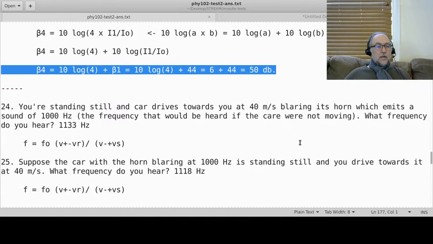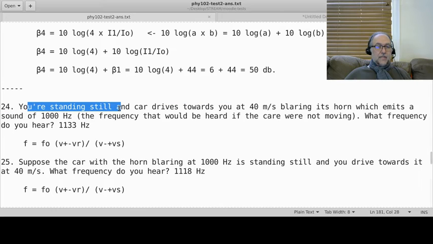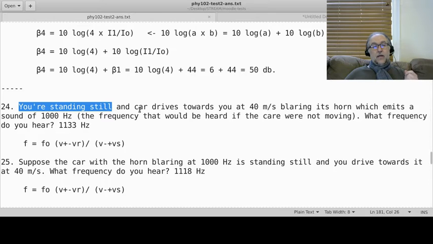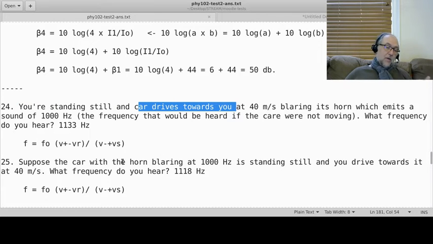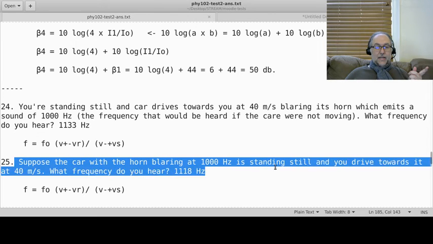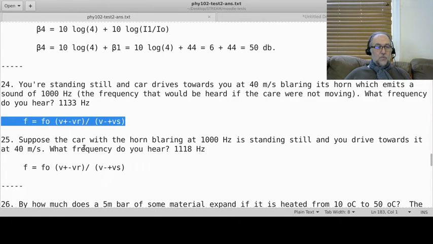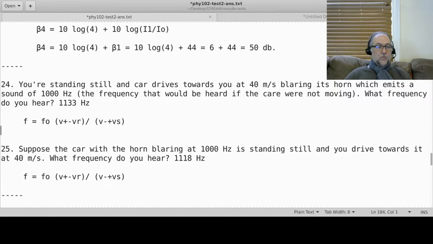The next two problems were about the Doppler effect. In one of them, you're standing still and the car is approaching you, and the car has the horn blaring, so the car is the source. So you, the receiver, are standing still and the car, the source, is approaching you. In the second one, the source is standing still and you, the receiver, are approaching it. So it's the other way around. Now, for both of these, you use this formula here, but you have to be careful because you have to know, do I want the plus or the minus? So let's work through that.